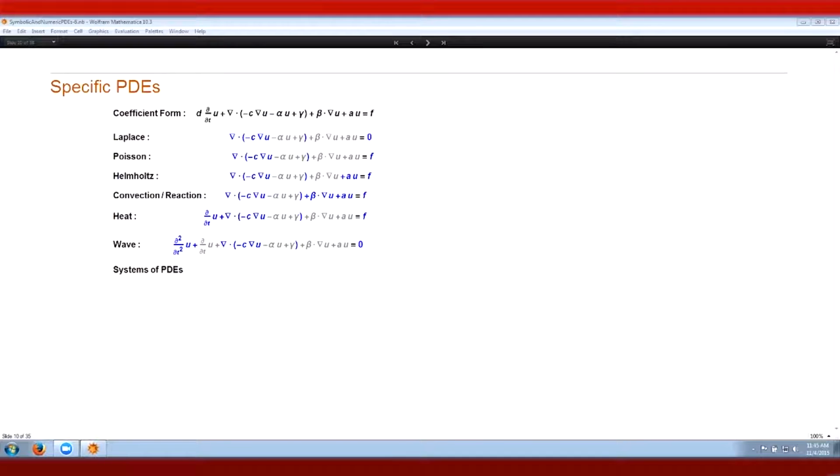A convection reaction type equation has additional terms beta dot gradient u plus au. A heat equation is a time-dependent version. A wave equation has a second-order time derivative, and NDSolve will convert higher-order time derivatives to systems of first-order PDEs. These coefficients, c, alpha, beta, gamma, and a, f, can all depend on space and time.